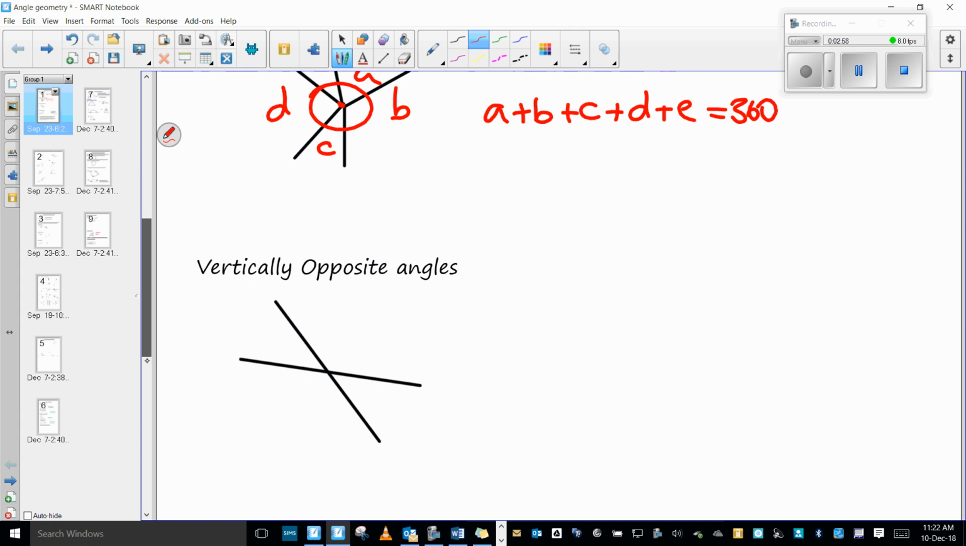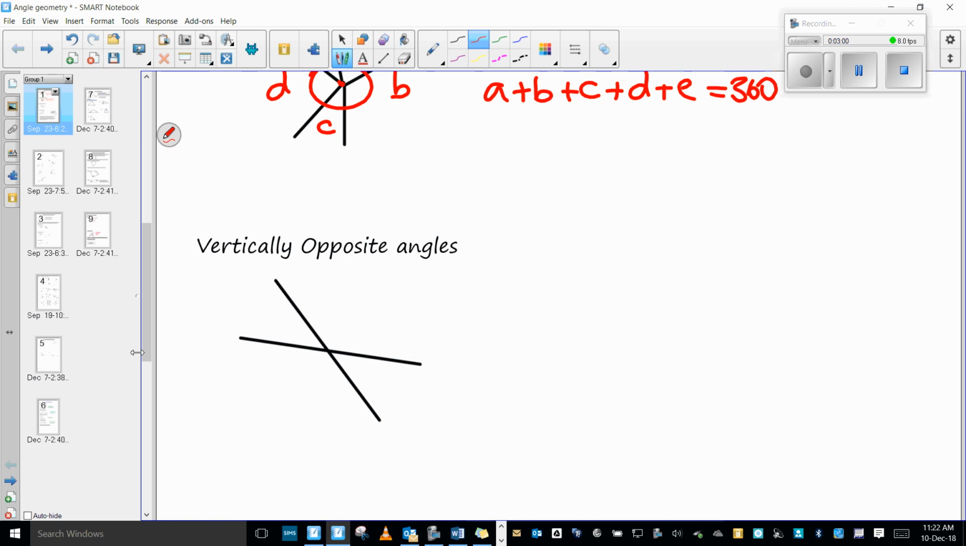Vertically opposite angles. So here we've got two straight lines, they're crossing each other. Sometimes they will accept just opposite, but you should have the whole word in it. It should be vertically opposite, even if the angles are not vertical to each other. So A and B would be equal to each other. Vertically opposite angles are equal.